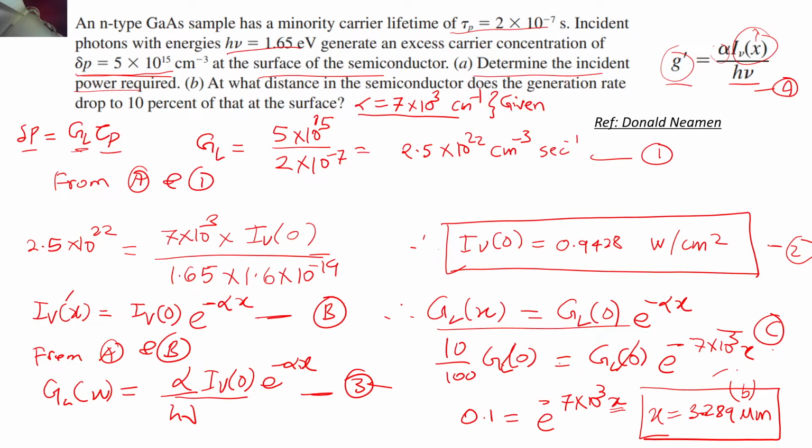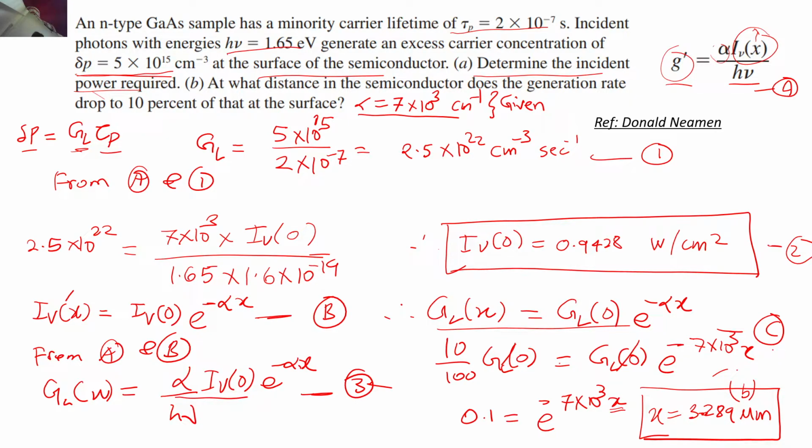I will be going with the next question because of the less time. Sir, can you repeat? Yeah. Okay. Which part you want me to repeat? B or A? First, A part. B part or A part? A part, sir. A part. Okay. See, they are asking to determine the incident power required.